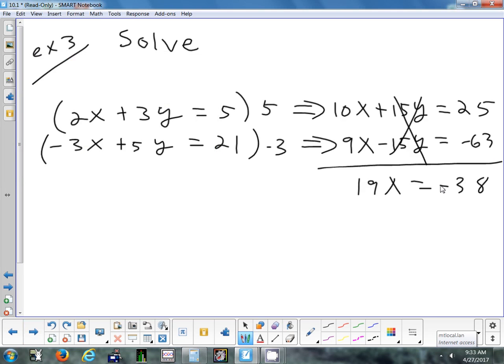Okay, and then my last step, and then I'll know x. Yep. Divide by 19. So what is x here? Negative 38 over 19. And that's actually going to come out nice. Negative 2.